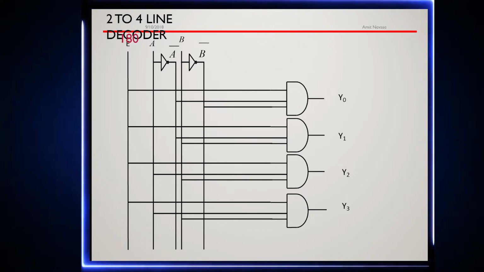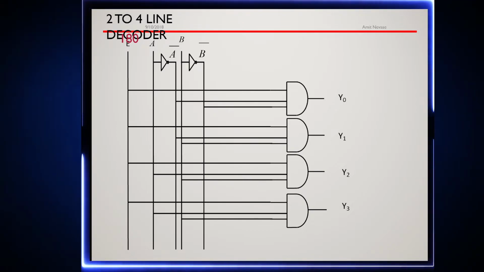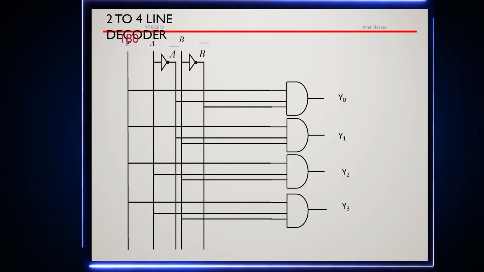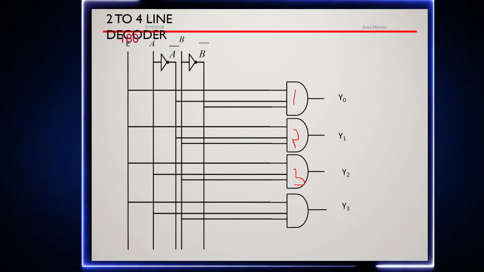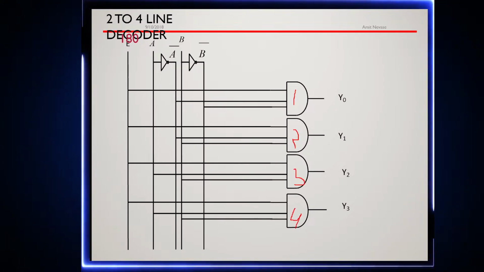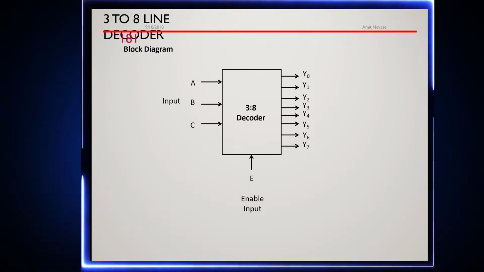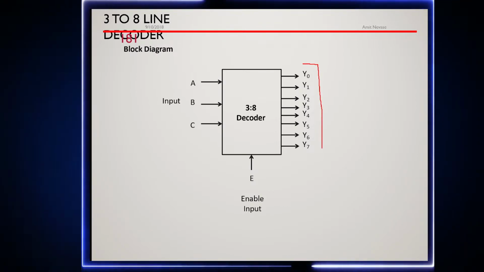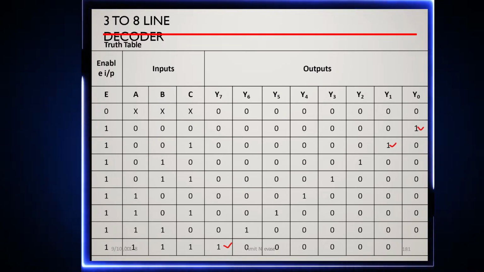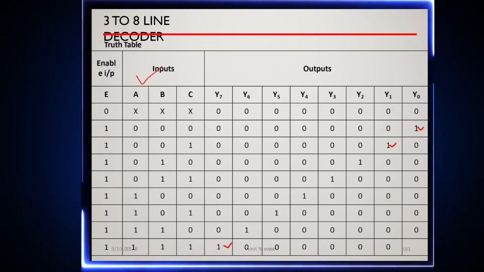So a 2 to 4 line decoder will have 2 inputs A and B, right? And then it will have 4 outputs, and the 4 output gates are nothing but AND gates, 3 input AND gates. Now next is a 3 to 8 line decoder, since it has 3 inputs and 8 outputs. Okay. This is the truth table. The truth table will also have 3 inputs A, B and C.